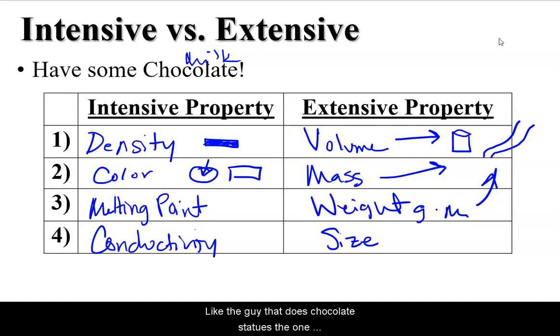Like the guy that does chocolate statues, the one with the dragon coming out of it, versus just a regular old Hershey bar. You can change its size by increasing its amount.